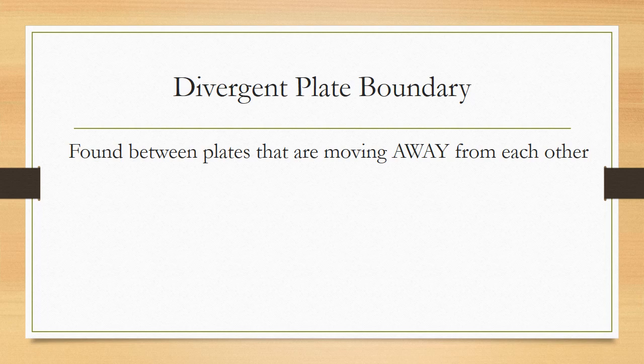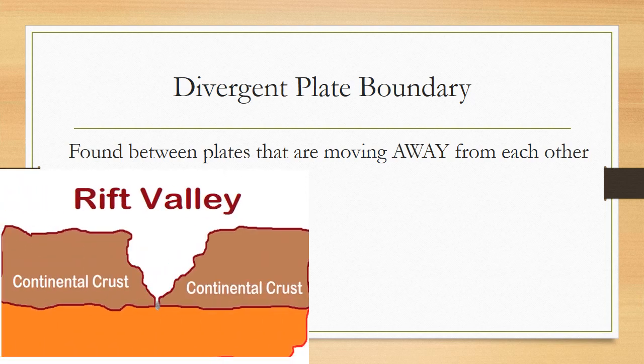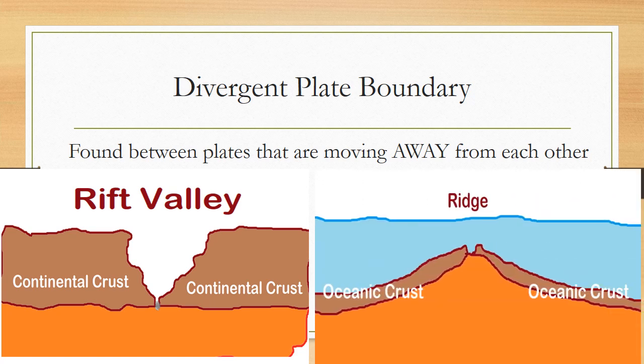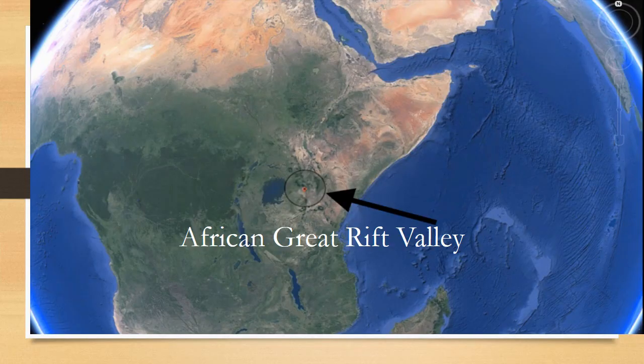Now, let us have the divergent plate boundary. A divergent plate boundary is found between plates that are moving away from each other. It may happen between two continental crusts, which is called a rift valley. It may also happen between two oceanic crusts, which is called an oceanic ridge. So let us take the African Great Rift Valley as an example of the divergence of plates.